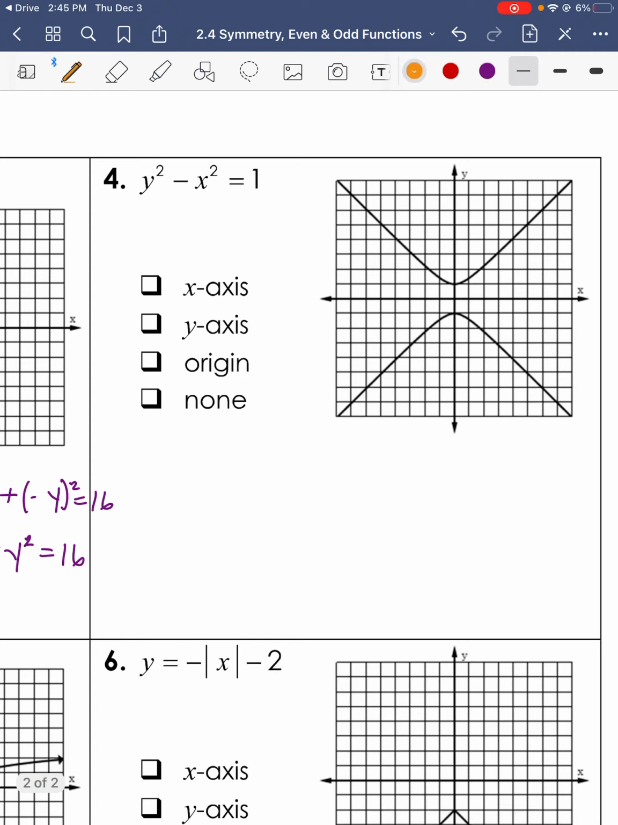Looking at symmetry about the y-axis, we can replace x with negative x, so we have y squared minus, and then in parentheses here, negative x squared is equal to 1.